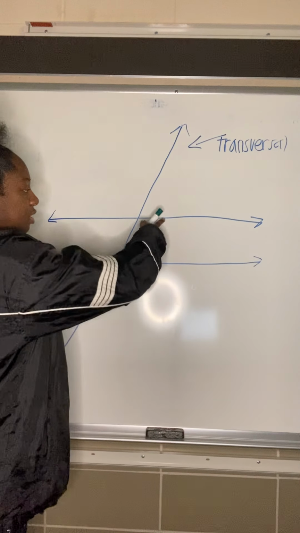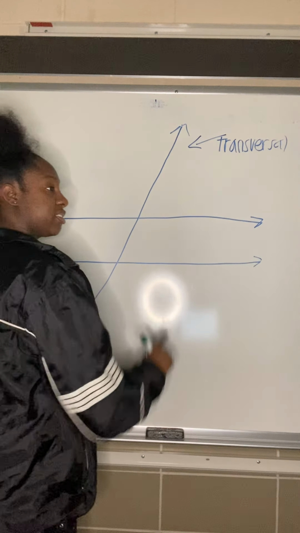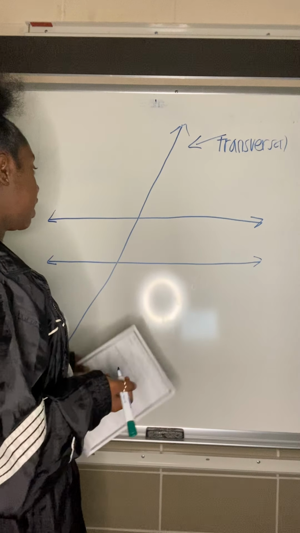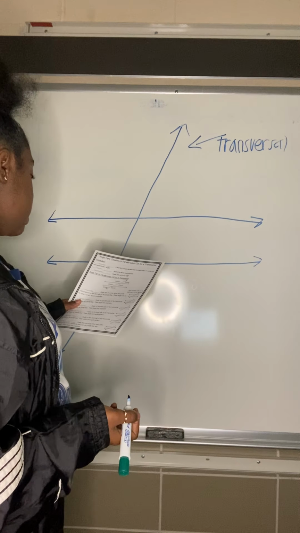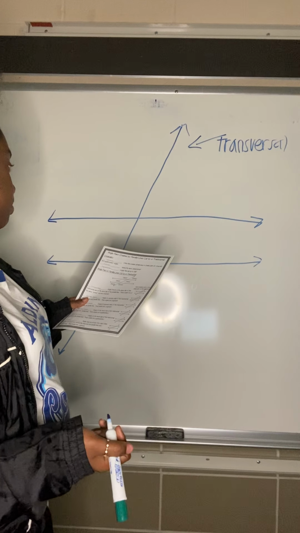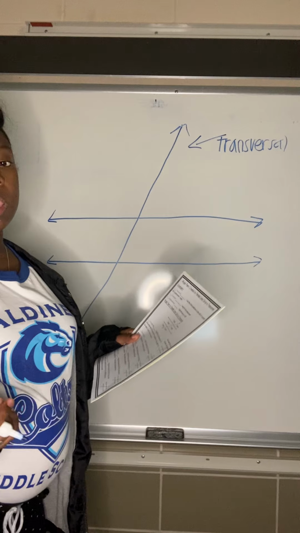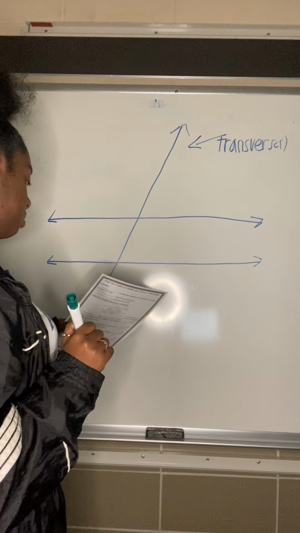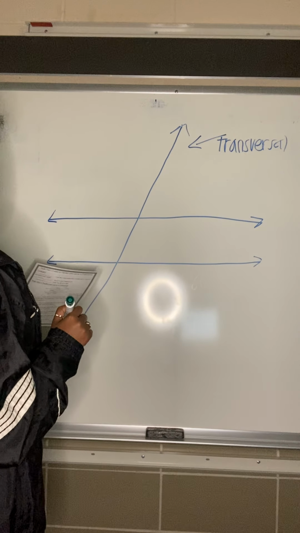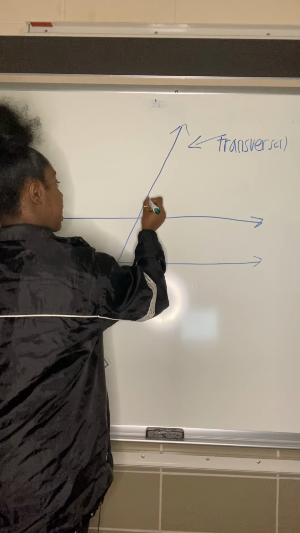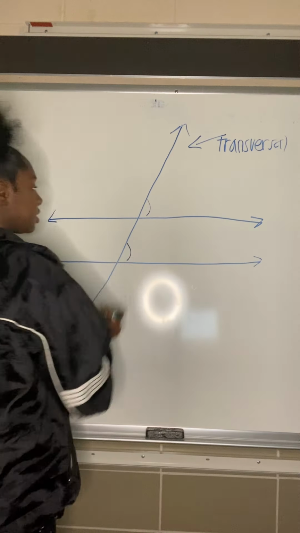Previously, you know what parallel lines are. They're two lines that never touch, never intersect, right? And then we have our angle pairs. So let's say we have something called corresponding angles. Corresponding angles are angles that lie on the same side of the transversal and on the same side of the parallel lines. So it would look like this, okay?